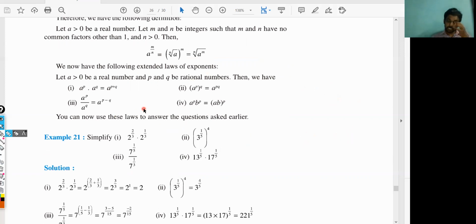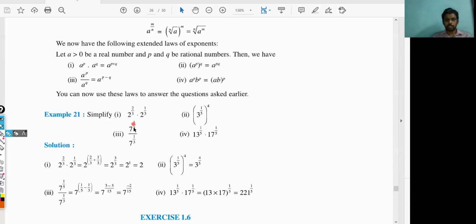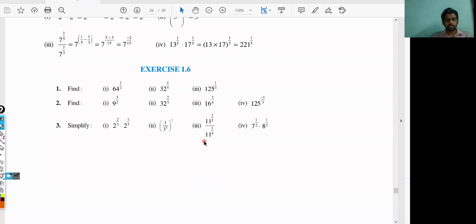So the same rule applies here also. A power p multiplied by a power q is a power p plus q. The same laws of exponents apply here too. So we'll see the problems in the online session. For example, I can do a problem here.